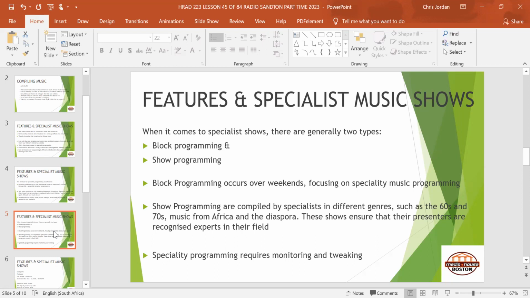So specialty programming requires monitoring and definitely tweaking consistently, and specialty programming definitely needs a producer at the end of the day, right?